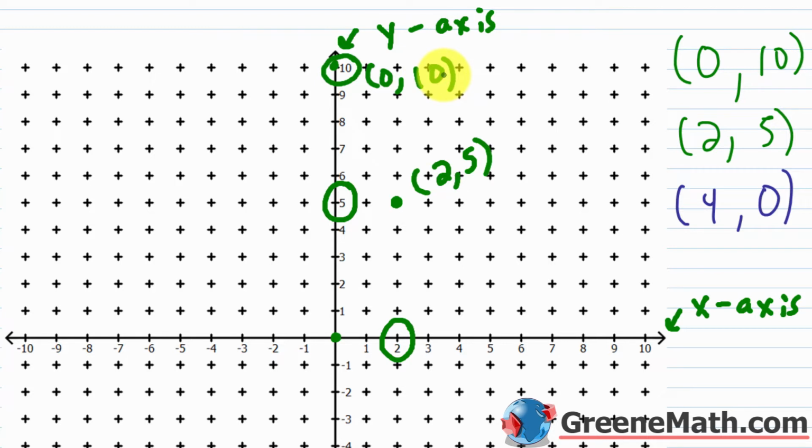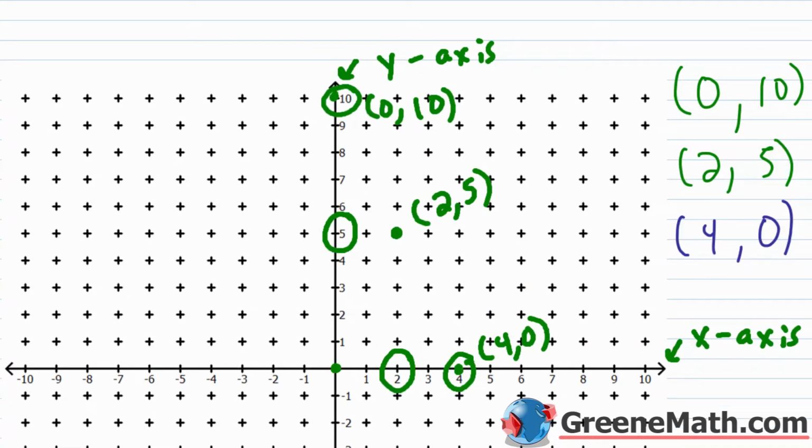Now for (4, 0), now I'm going to be on the x-axis because 4 is on the x-axis, it's 4 units to the right. The y location is 0, so I'm not going to move up or down at all. I'm just going to stay on the x-axis. This right here is (4, 0).